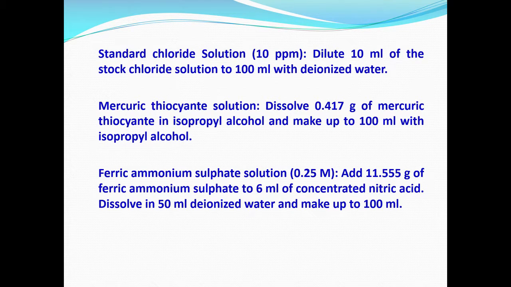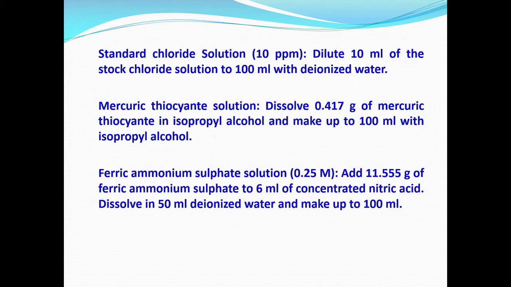How do we do that? We take 10 ml of the stock chloride solution to 100 ml with deionized water, I get 10 ppm. Now, I need to prepare mercury thiocyanate. All these procedures are already available in the book, but here our aim is to make them work at very low concentrations and less chemicals in the environment. So, we dissolve 0.417 gram of mercuric thiocyanate in isopropyl alcohol and make up to 100 ml with the same isopropyl alcohol.